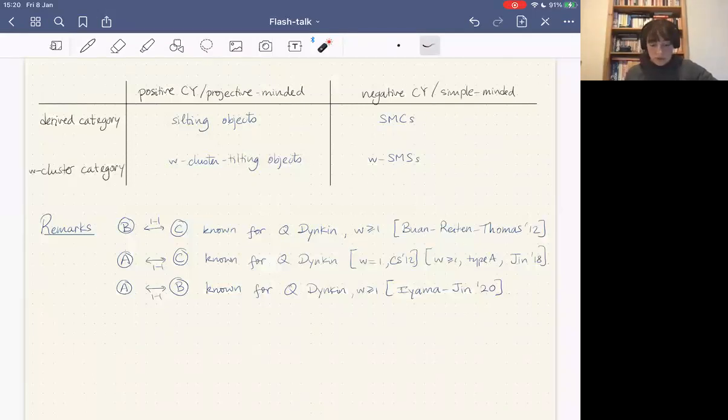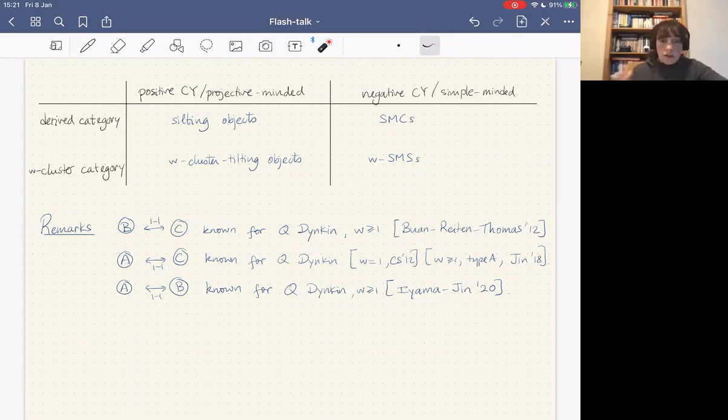But this builds from previous existing work by several authors. There's work by Buan, Wright, and Thomas in 2012, which establishes some bijections between simple-minded collections. The terminology was different back then, but it boils down to simple-minded collections and non-crossing partitions. There's work as well by me for the Dynkin case, for W equals one, between simple-minded systems and non-crossing partitions, and also more recently by Jin for type A and for NEW.